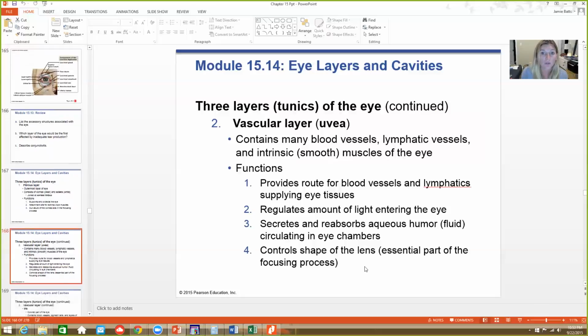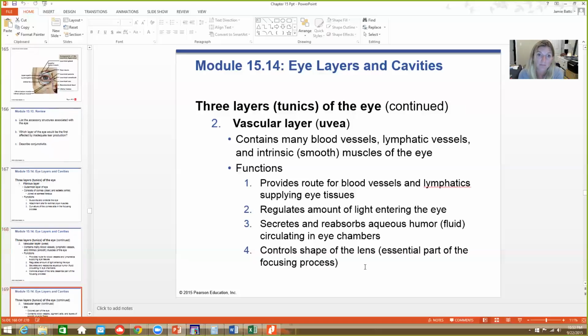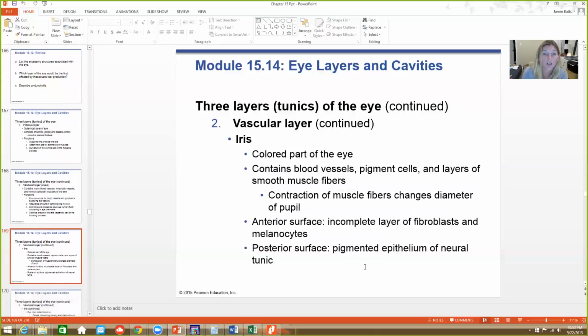The vascular tunic, or uvea, is where our blood vessels, lymphatics, and smooth muscles related to the eye are. This provides a route for blood vessels and lymphatics to come into the eye. It's also regulating the amount of light entering the eye. It's also secreting and reabsorbing something called aqueous humor, and it controls the shape of the lens. It's also the colored part of the eye.